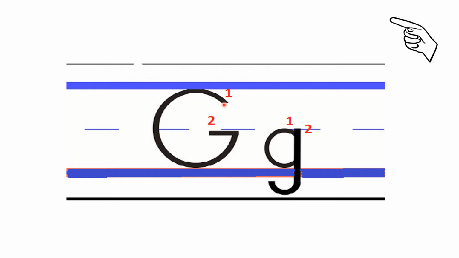Let's trace it. Number one. Then stop. And the number two starts here too. Again. One. Stop. And then two. Okay. Small letter G. Start here. One. And then two. Again. One, stop, and then two. Okay, so practice writing letter G on your paper.